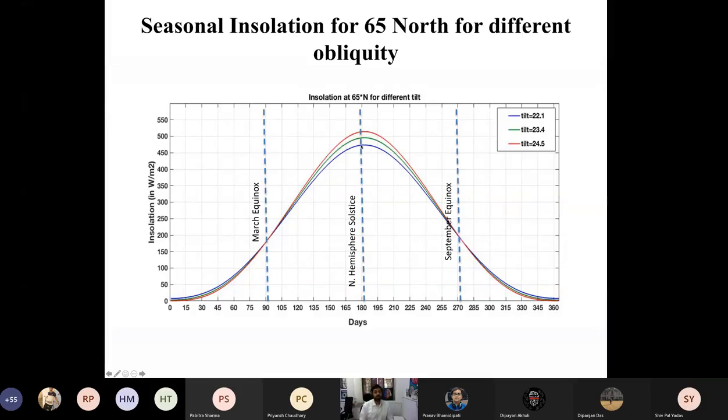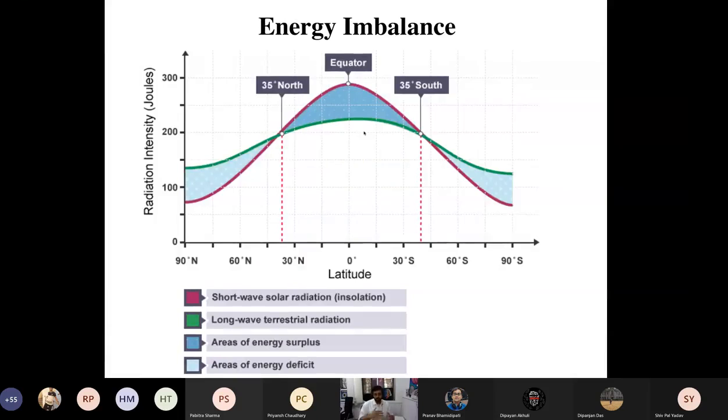We are going from around 470 to around 520. That's a 50 watts per meter square change in incoming solar radiation. Now, what does that difference lead to? If we look at the energy imbalance of the planet, okay, what are we looking at here?